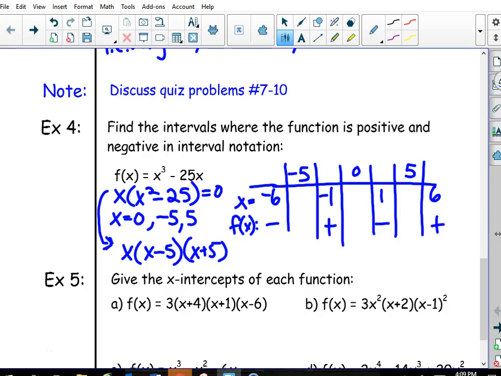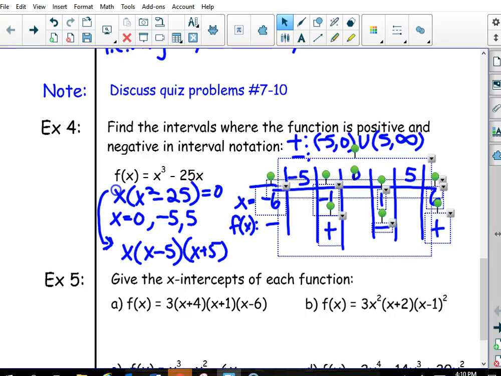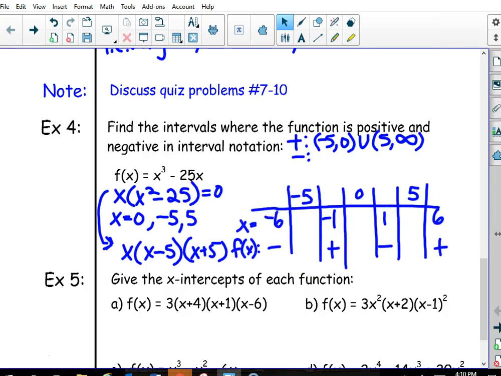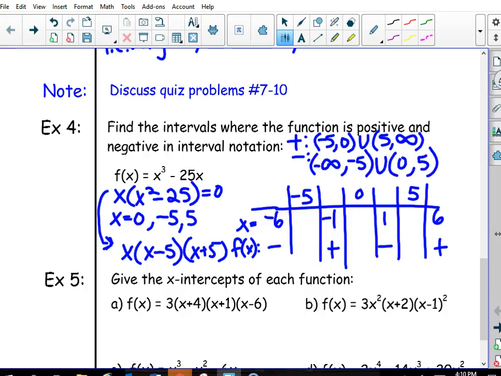So in interval notation, positive is going to be between -5 and 0, and between 5 and positive infinity. And negative is going to be less than -5, and in between 0 and 5. Okay, good time to stop this video.